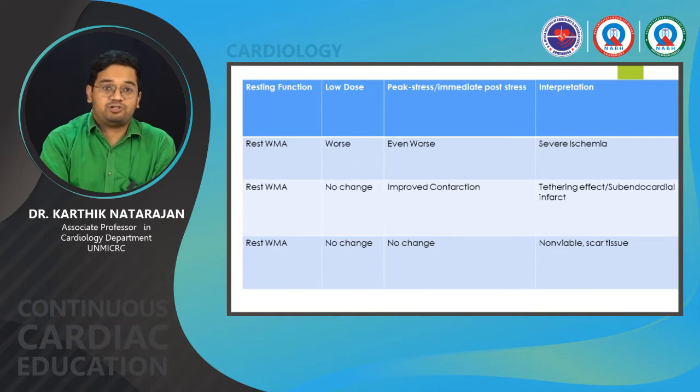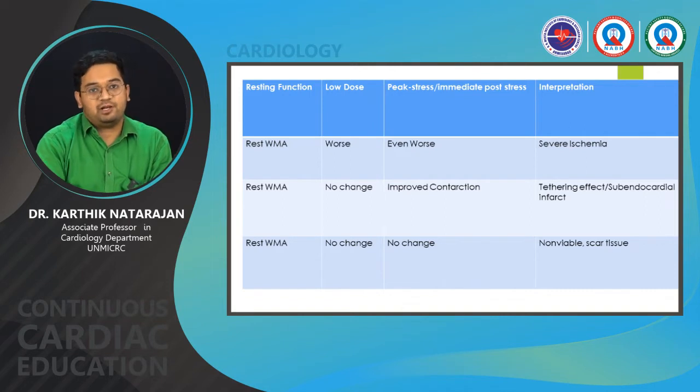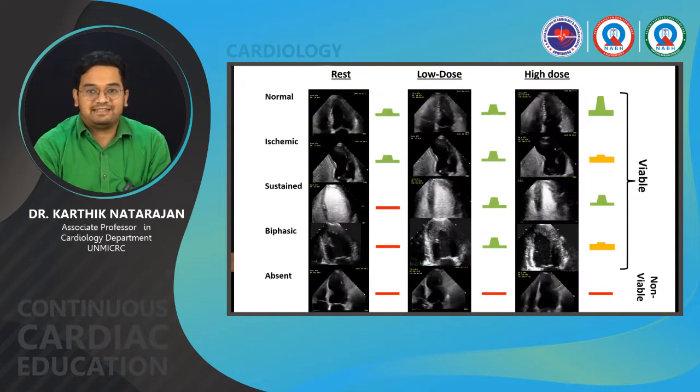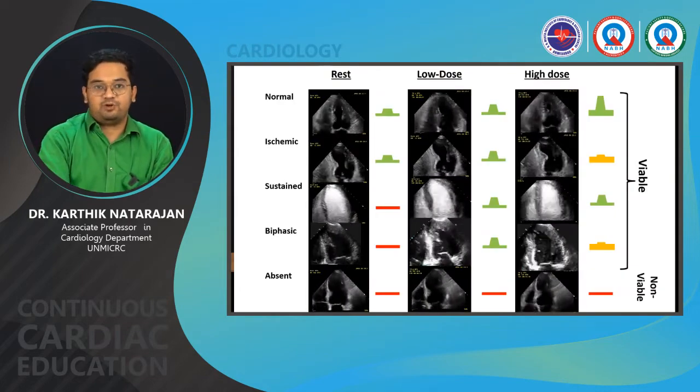If there is rest wall motion abnormality with no change at low dose and improved contraction at peak stress, it indicates a tethering effect or subendocardial infarct. With resting wall motion abnormality, no change at low dose and no change at peak stress, it indicates non-viable scar tissue. So this is a typical example of how we do a dobutamine stress echo.